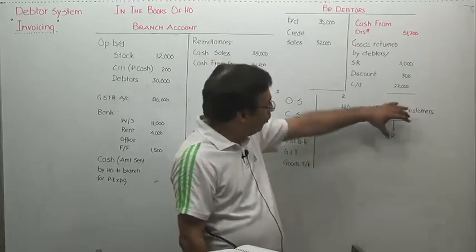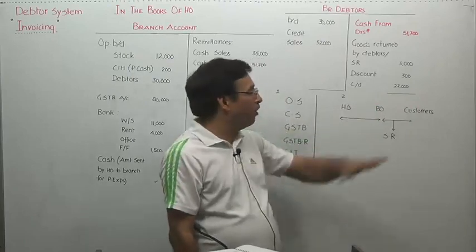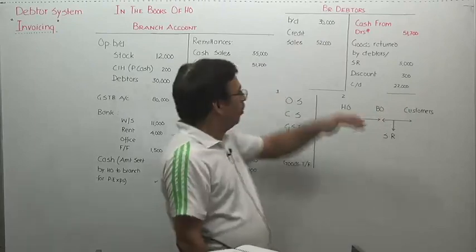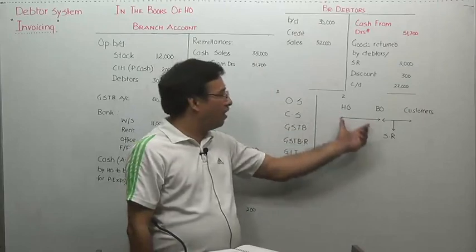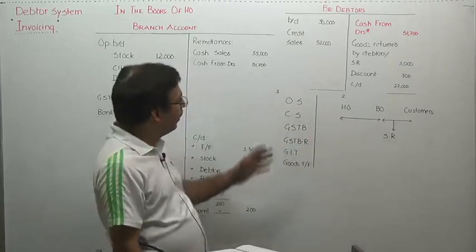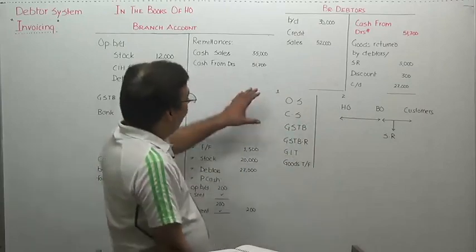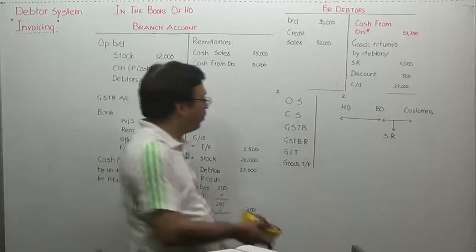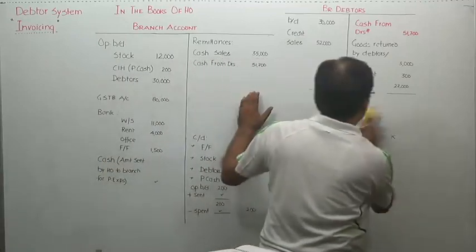Goods which are commuting between branch office and customers need not require any loading adjustments. Is it clear to you? So loading will be with respect to only such goods which are commuting between head office and branch office. Is it clear? So if these things are clear, now we can come back to this particular question. A little bit of attention you need to pay with respect to this.